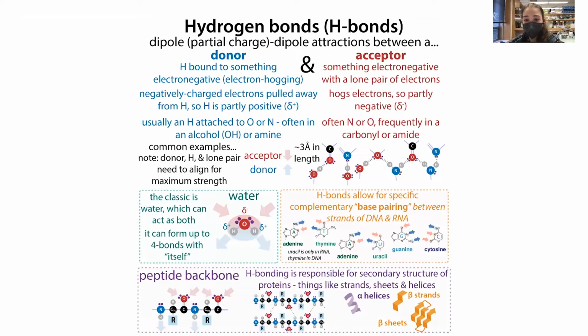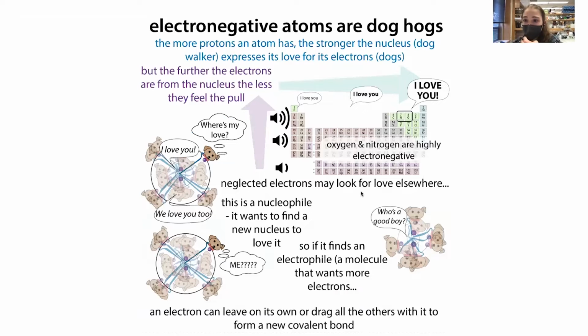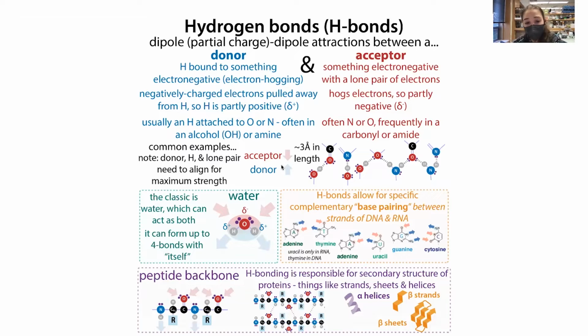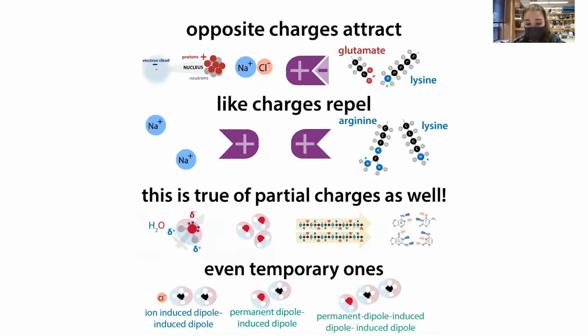We've talked about hydrogen bonds a lot in the context of DNA and proteins and water molecules to one another. Basically, a hydrogen bond is just a special type of partial charge attraction, where the positive partial charge is coming from a hydrogen attached to something more electronegative, something that's hogging the shared electrons more, such as an oxygen or a nitrogen. And then the something negative is going to be a lone pair on an electronegative atom. So a hydrogen bond is just this special type of partial charge interaction.